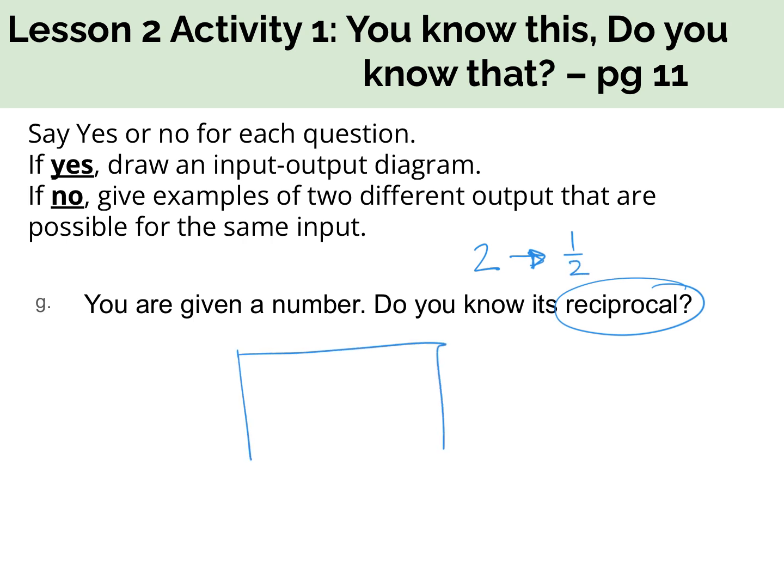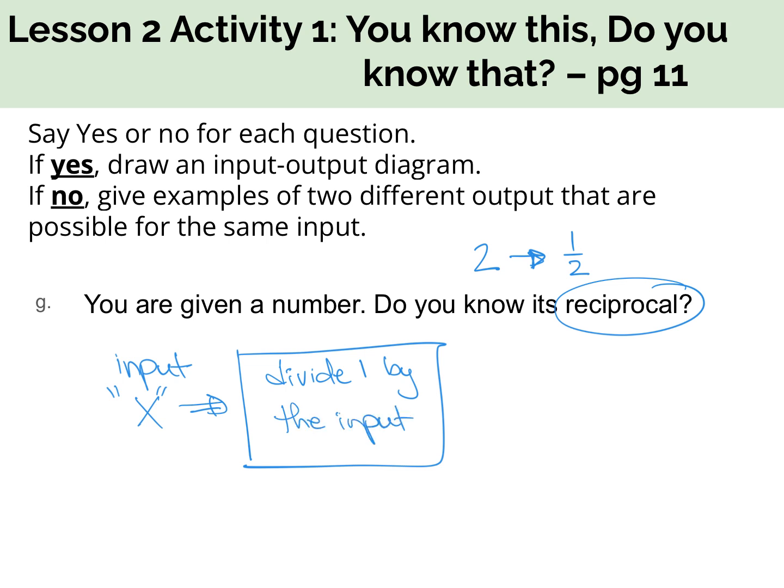So can we draw an input-output diagram about this? Yes. We can take our X, our input. And what we're going to do is divide 1 by the input. Our input was X. And what is the answer that we would get out? We take 1 and divide it by the input, which is X. So can we make an input-output diagram about this?